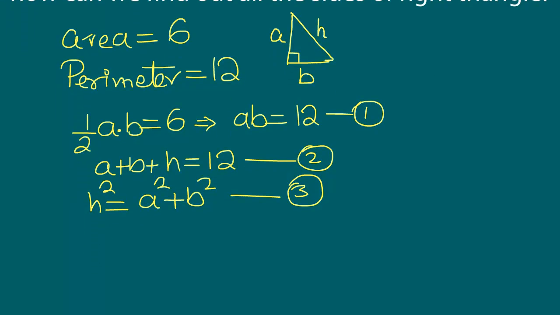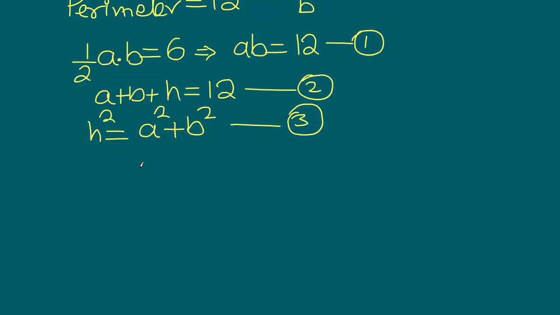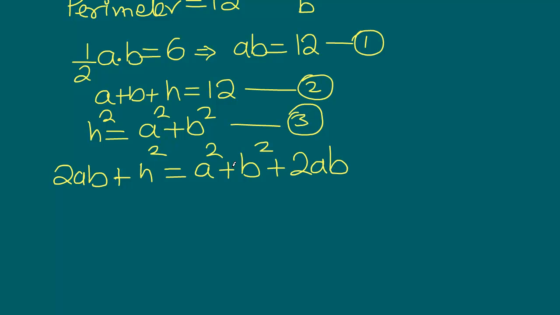So let's scroll down a little bit over here, give ourselves a little bit of space. So let's say H square equals A square plus B square. Now what we are going to do is add the term 2AB on both sides of this equation. So why are we doing this? Well, here you will clearly see this becomes A plus B whole square, right? But first, what is AB? AB is equal to 12 from equation 1. So 2AB will be 2 times 12.